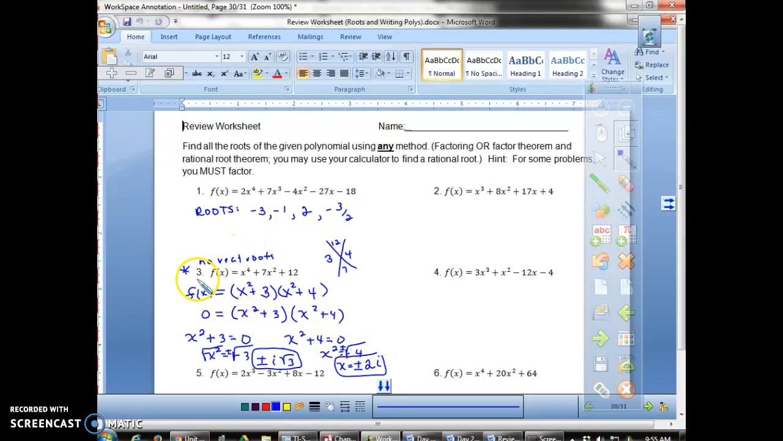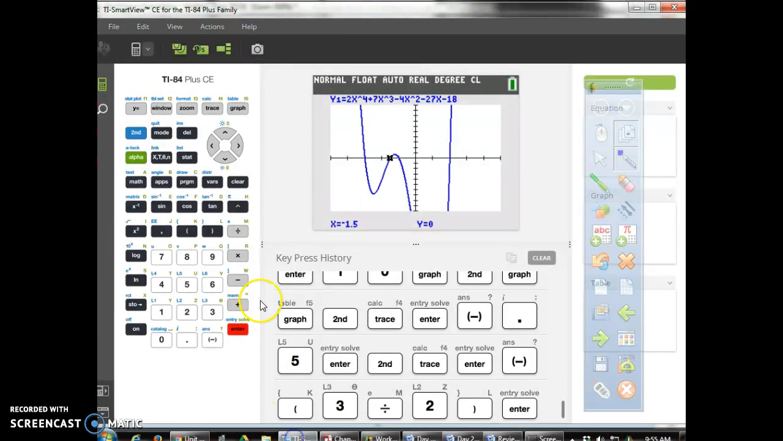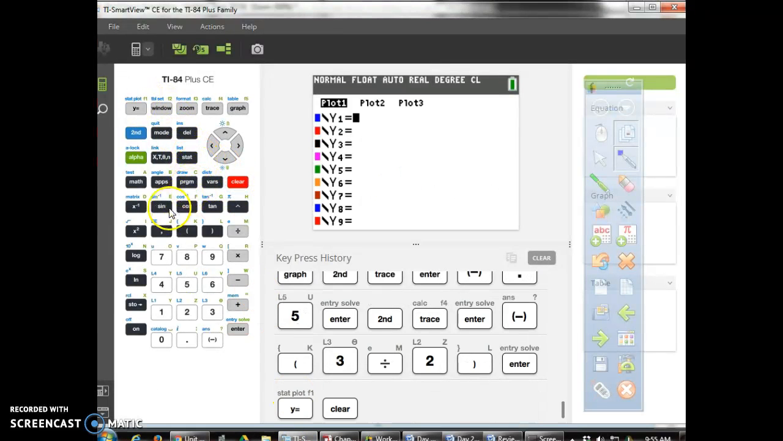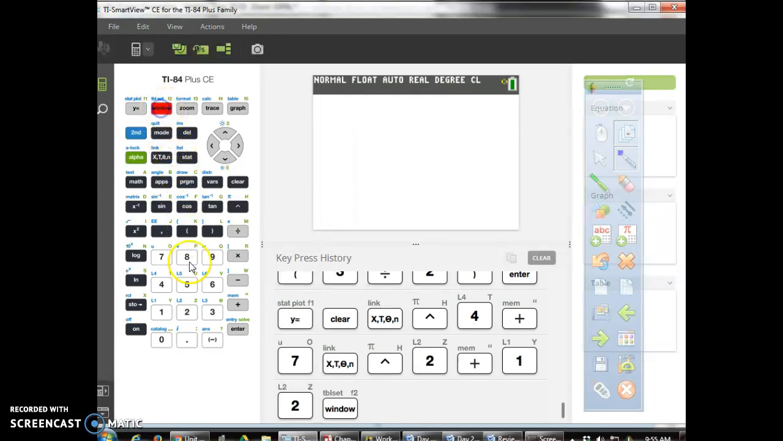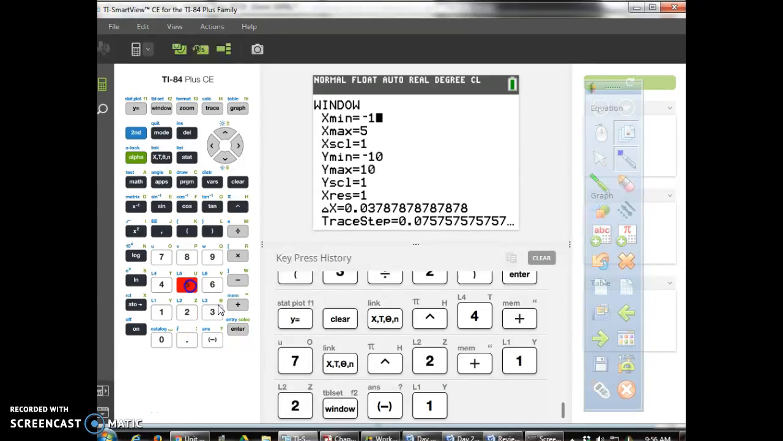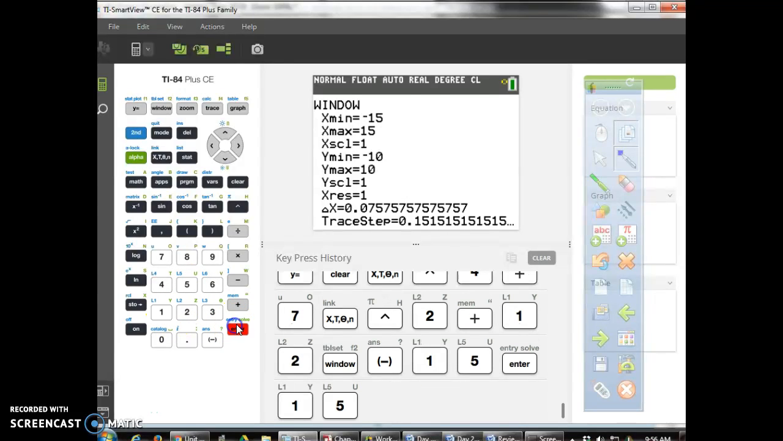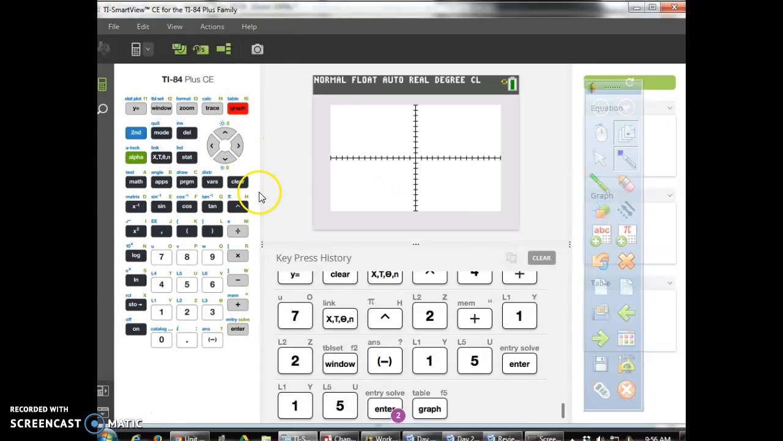So make sure you understand that if that's the case and you graph something in your calculator. In fact, let me do that real quick just to show you what that would look like. So it'd be x to the 4th plus 7x squared plus 12. And I may need to change my window a little bit just to make sure I can actually see the graph. Negative 15 to 15 is a good place to start. Negative 10 to 10 is fine as well. Just kind of gives you a general idea.